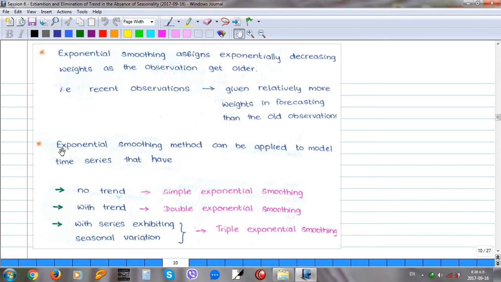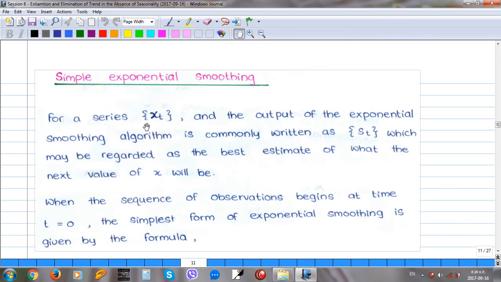Exponential smoothing can be applied to model time series that have no trend, with trend, and series exhibiting seasonal variation. If there is no trend, you can use simple exponential smoothing. With trend, you can use double exponential smoothing, and if the series exhibits seasonal variations, you have to use triple exponential smoothing. Then, for simple exponential smoothing of a series x_t, the output of the exponential smoothing algorithm is commonly written as S_t, which may be regarded as the best estimate of what the next value of x will be.